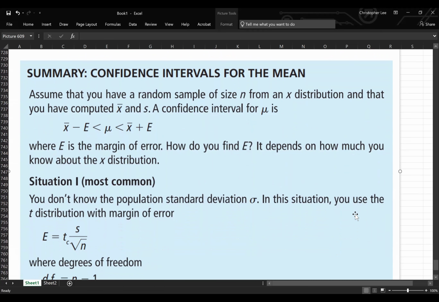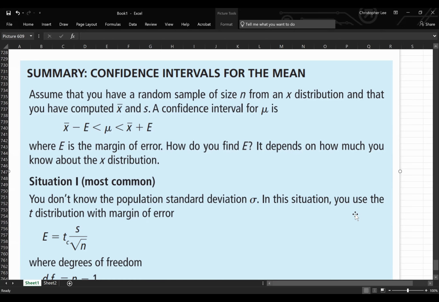Assume that you have a random sample of size n from an X distribution and that you have computed the sample mean, X bar, and a sample standard deviation S. A confidence interval for mu is X bar minus E less than mu less than X bar plus E, where E is the margin of error. How do you find E? It depends on how much you know about the X distribution.